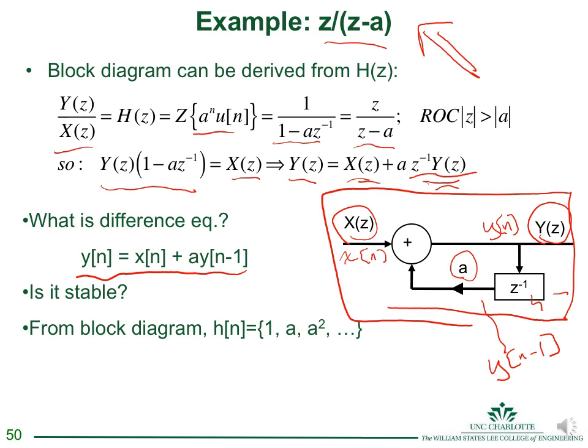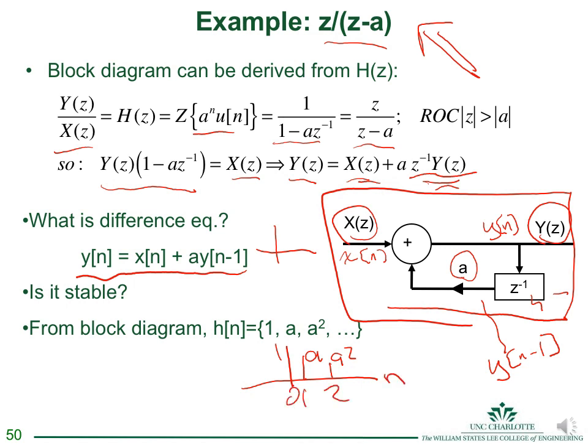If I look at this block diagram, I can calculate the impulse response. So if I put a 1 into the system, the first output is going to be a 1. That 1 gets stored in the register, then it multiplies a, and so my next output is going to be a. That a gets stored in the register, the next output is a squared, and so you see that indeed you can calculate h of n now from the block diagram of the system.